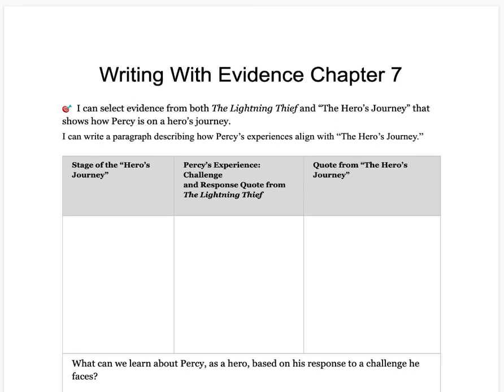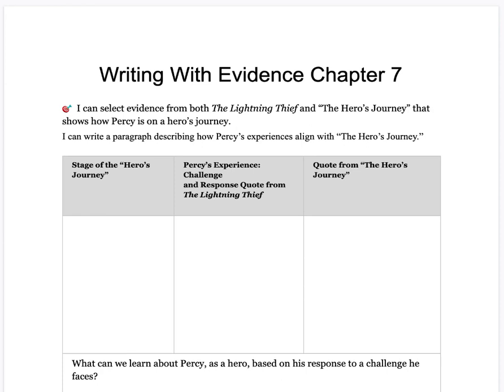So you're going to want to have your book available with you, and you're going to want that hero's journey slide deck up and ready. From there, you're also going to write a paragraph describing how Percy's experience aligned with the hero's journey. So when we think about the word paragraph, we have to remember that we need to have certain things in there. So we need to have a topic sentence. We're going to do a quick summary. We're going to have textual evidence that we're supporting and citing, and then we're going to have a concluding sentence.